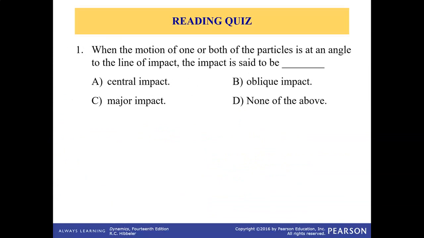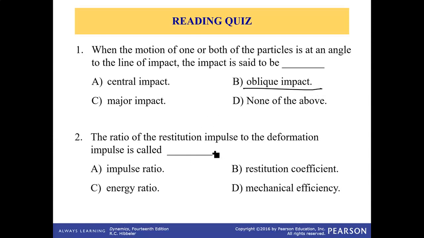When the motion of one or both of the particles is at an angle to the line of impact, the impact is said to be oblique impact. The ratio of the restitution impulse to the deformation impulse is called the restitution coefficient. We will learn this during the presentation.